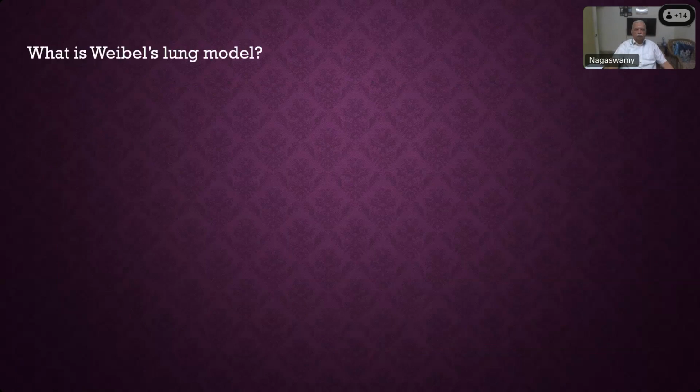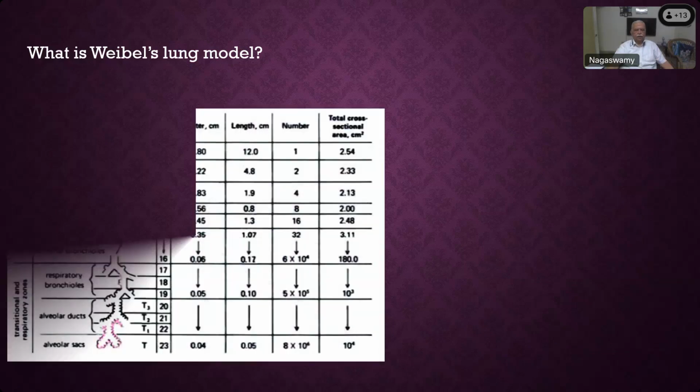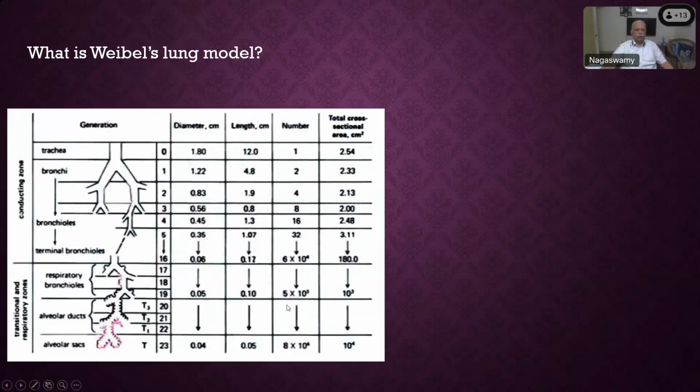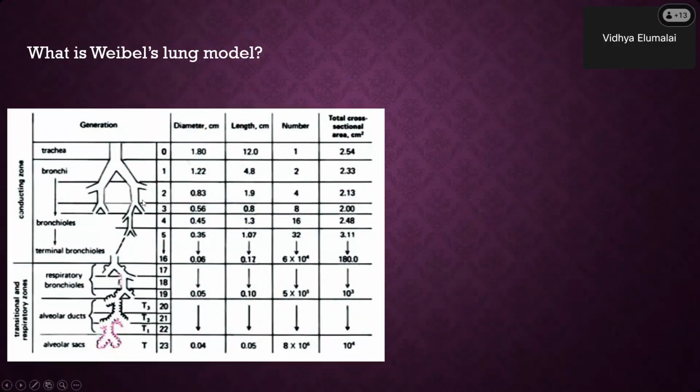Now, what is Weibel's lung model? Weibel's tracheobronchial tree, which consists of 21 generations, or 23? 23, sir. 23 divisions. Okay, so Weibel was a person who constructed this. He called them generations. So 23 generations are classified, out of which the trachea is the first generation. Then it goes on dividing into the bronchi, bronchioles, and ultimately to the alveolar sacs.